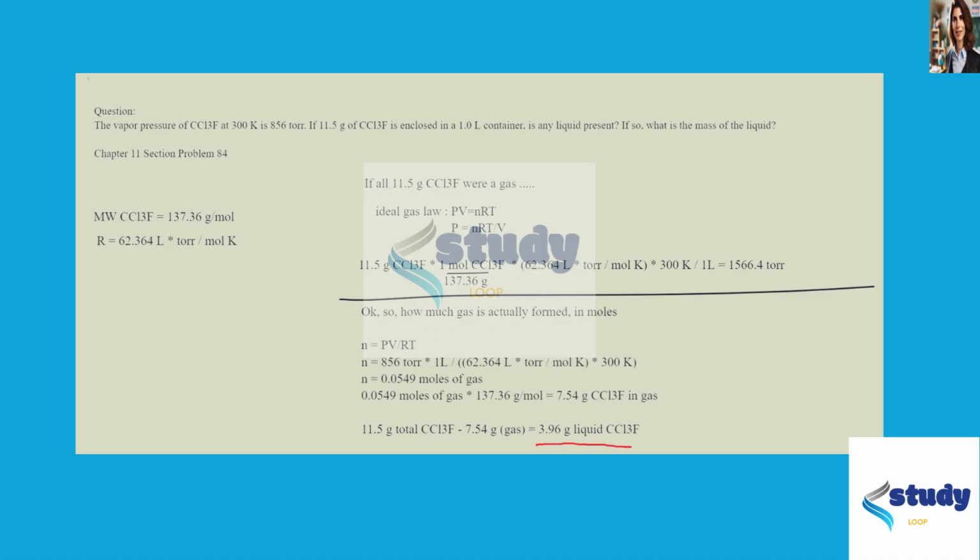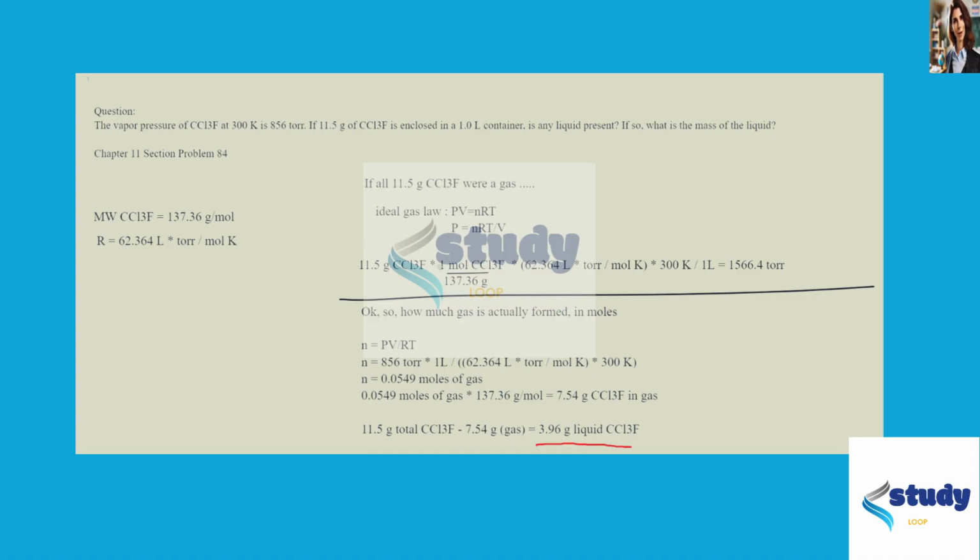So when I did this first, I thought, okay, well, what if this were all gas? If all 11.5 grams of the CCl3F were a gas, what would the pressure be? To do this, I utilized the ideal gas law. So PV is equal to nRT. If you rearrange that, the pressure is going to be equal to moles times the gas constant times temperature divided by the volume.